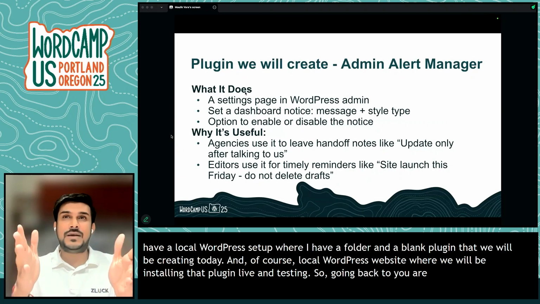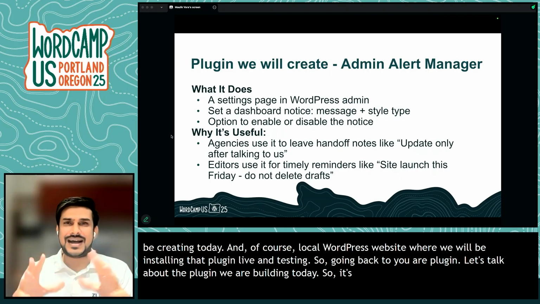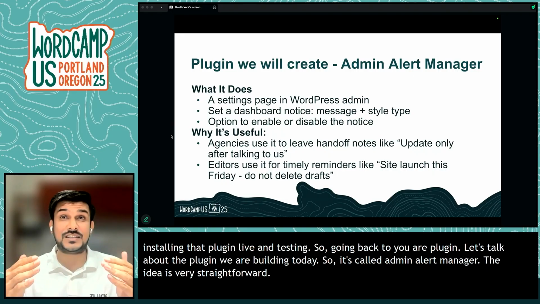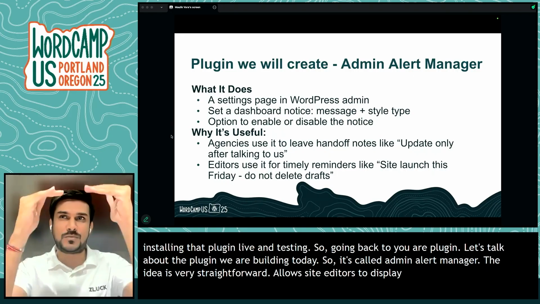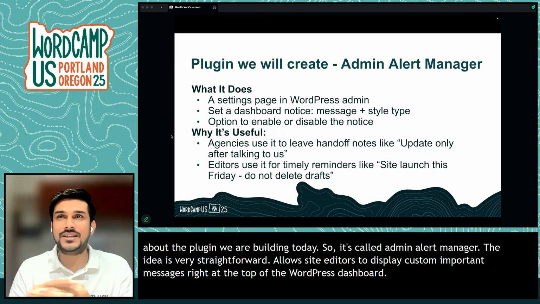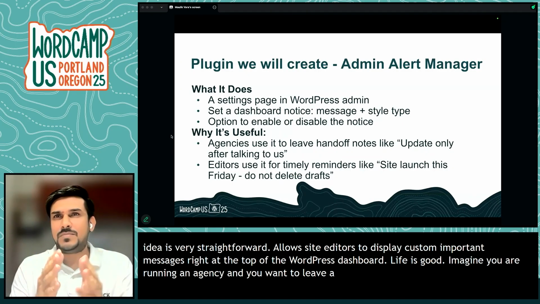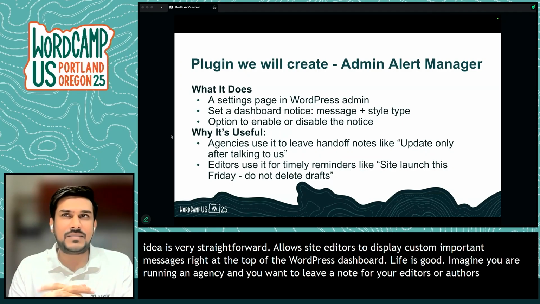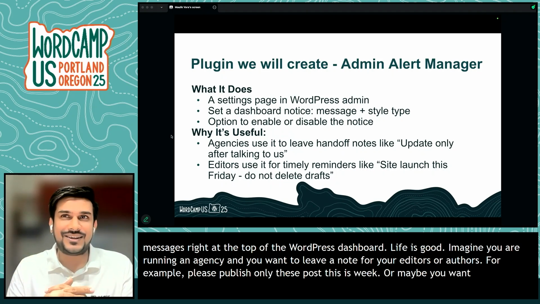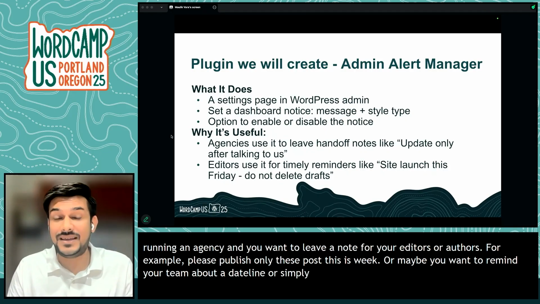let's talk about the plugin we are building today. It's called Admin Alert Manager. The idea is very straightforward. It allows site administrators to display custom important messages right at the top of the WordPress dashboard. Why is it useful? Imagine you are running an agency and you want to leave a note for your editors or authors, for example, please publish only WordCamp US related posts this week. Or maybe you want to remind your team about a deadline or simply leave a quick instruction. That's where this plugin can be useful.